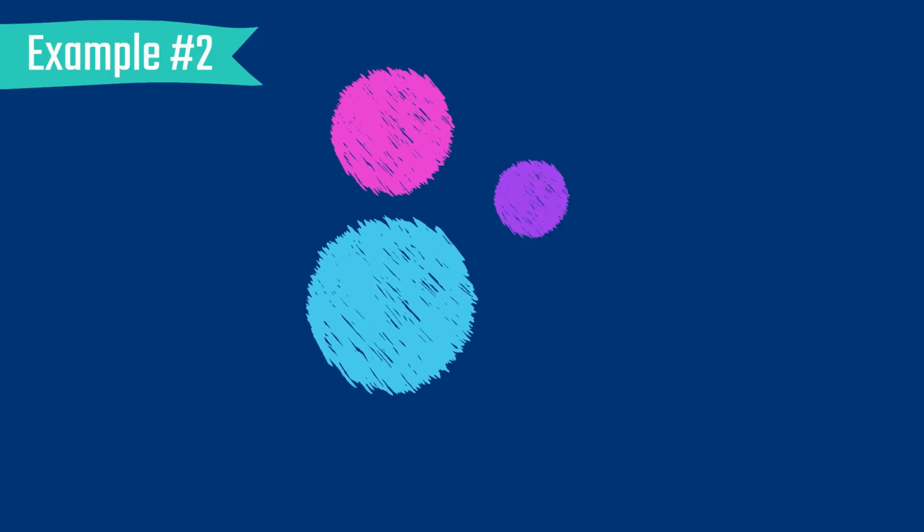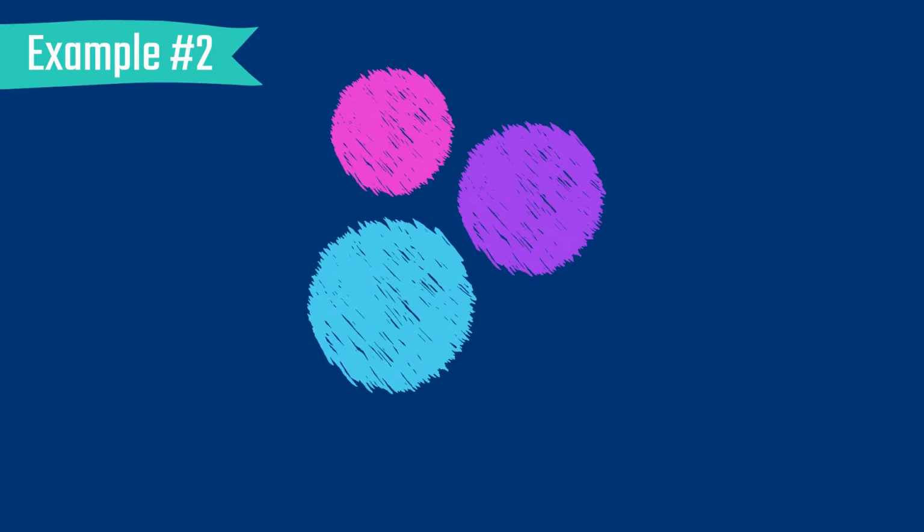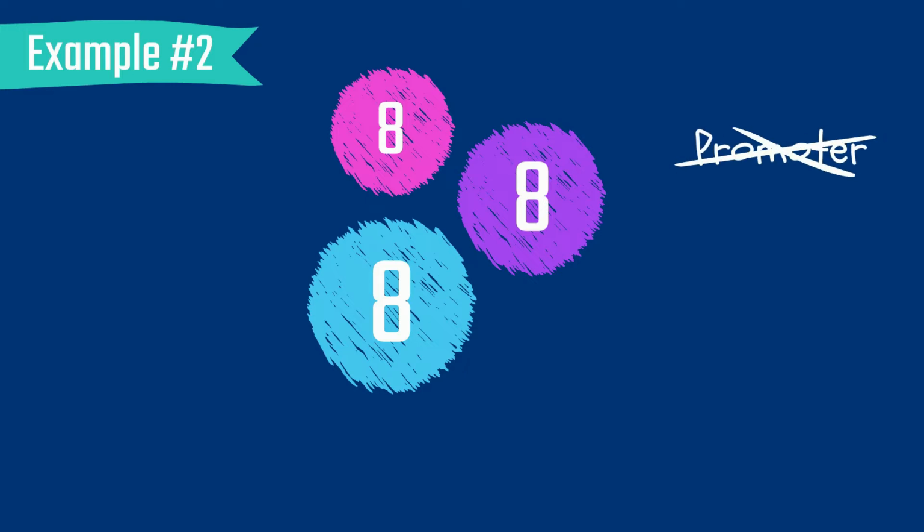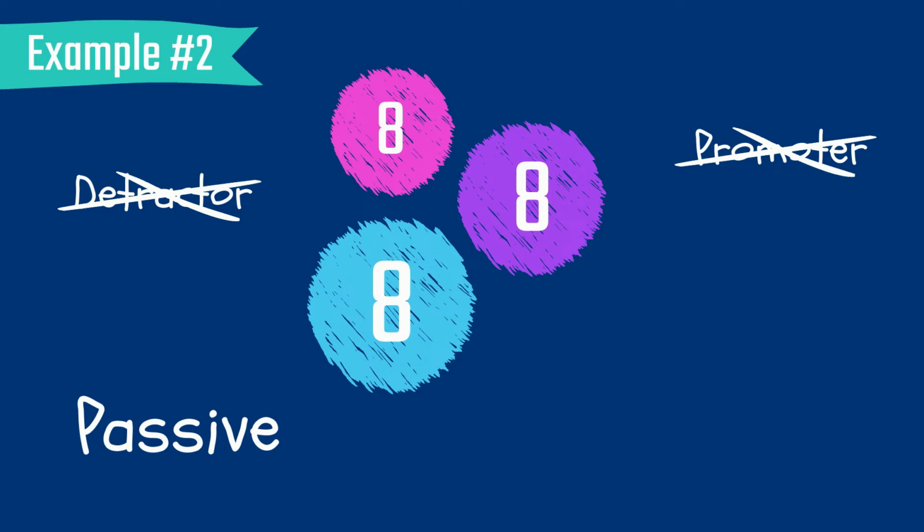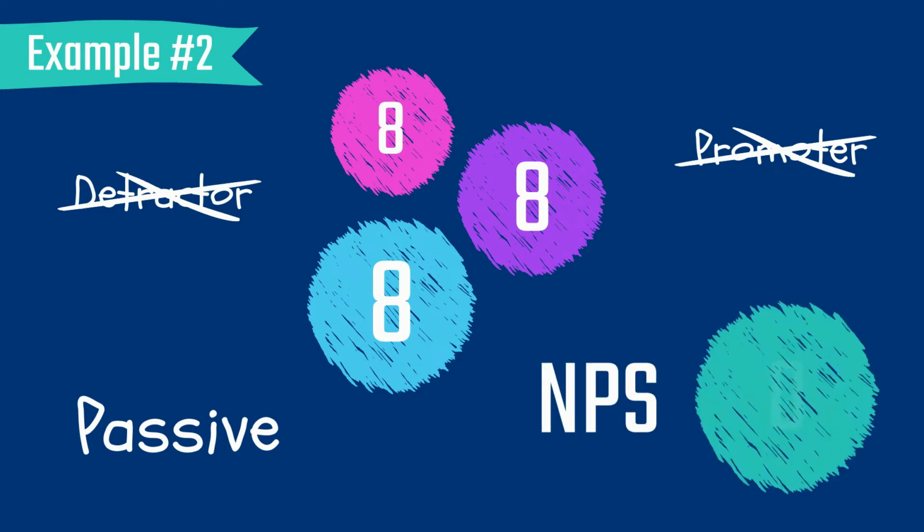Let's take a look at another example where we get 3 responses, all that gave us a numerical score of 8. In this case, we have 0 promoters and 0 detractors because all of those are considered to be passive responses. Again, we end up with an NPS score of 0.